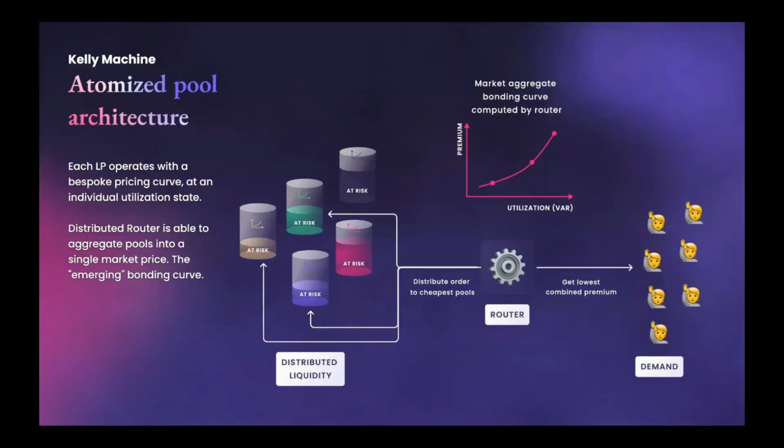To determine the optimal order split and allocation, we've built the Potion order router, an algorithm that does exactly that. But most importantly, it does it taking into account gas costs in the process, so that gas consumption is also optimized. And what's really beautiful about all of this is that effectively the buyer will be interacting with a giant aggregated pool that prices options according to what we call the emerging bonding curve, the market aggregated bonding curve computed by the router. And in this sense, Potion follows a peer-to-aggregated pool trading model.